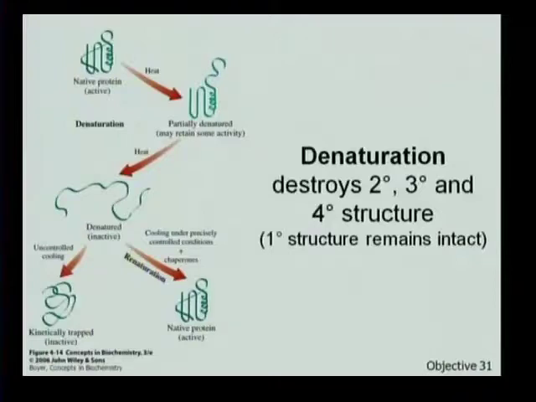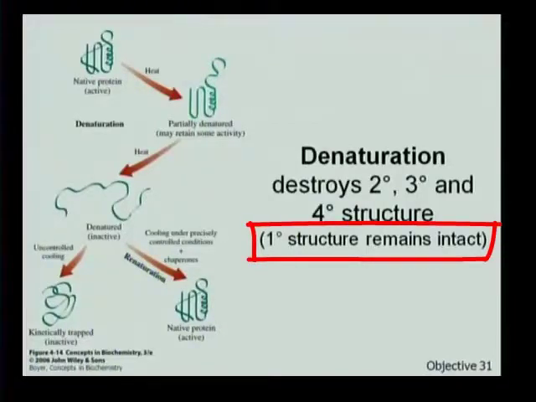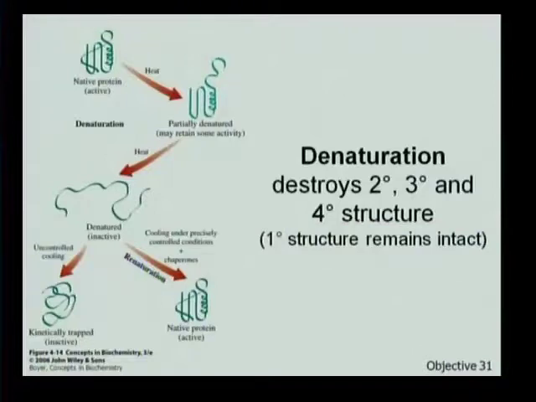When we do things to change around the weak interactions that hold together secondary, tertiary, and quaternary structure in protein, we call that process denaturation. Notice that denaturation doesn't do anything to the primary structure of a protein. In other words, we're not affecting the peptide bonds in a protein, but we are affecting all those other weaker interactions that we saw going on in previous slides. So we're potentially destroying the secondary, tertiary, and quaternary structure of a protein.